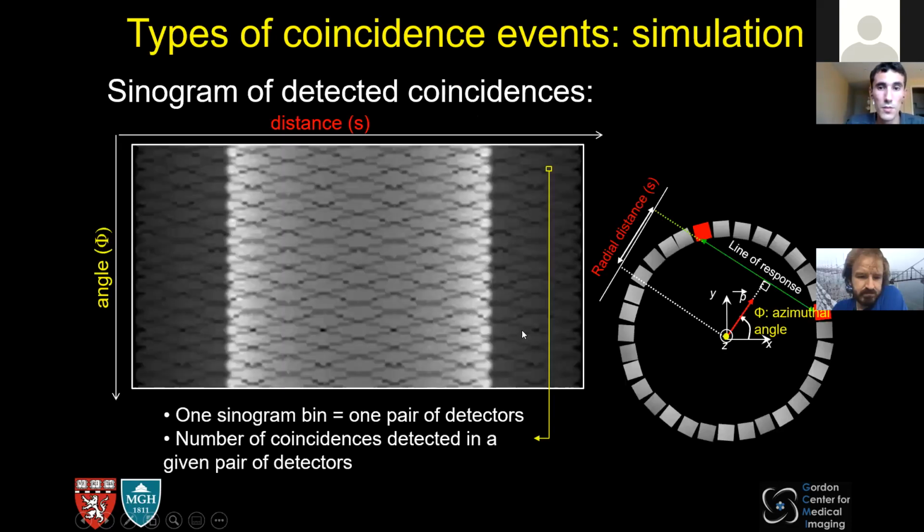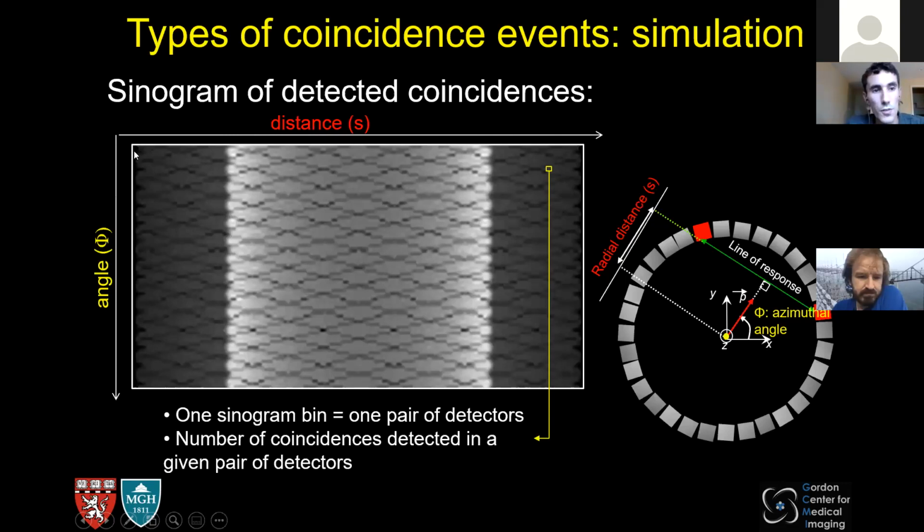So this is the result of the simulation. This is what we call a sinogram. It's basically the way we organize the raw data in PET, okay? It's an array of generally 3 dimensions that is organizing all the lines of response. And each pixel of the sinogram shows you the number of coincidences that were detected in this particular line of response, okay? So here you have the distance and the angle, and that's basically indexing all the lines of response.